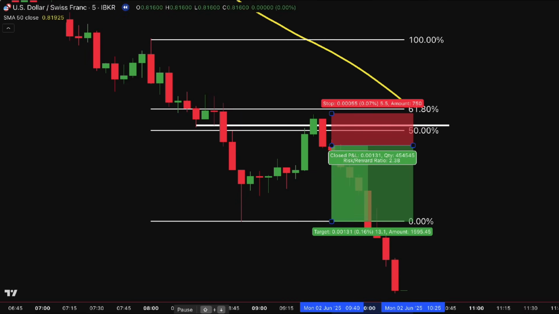And look at what happened next. The market respected the resistance level, honored the engulfing trap, and dropped straight to our target, just as expected. That's the power of combining trend, level, and signal, with smart confluence using the Fibonacci tool.